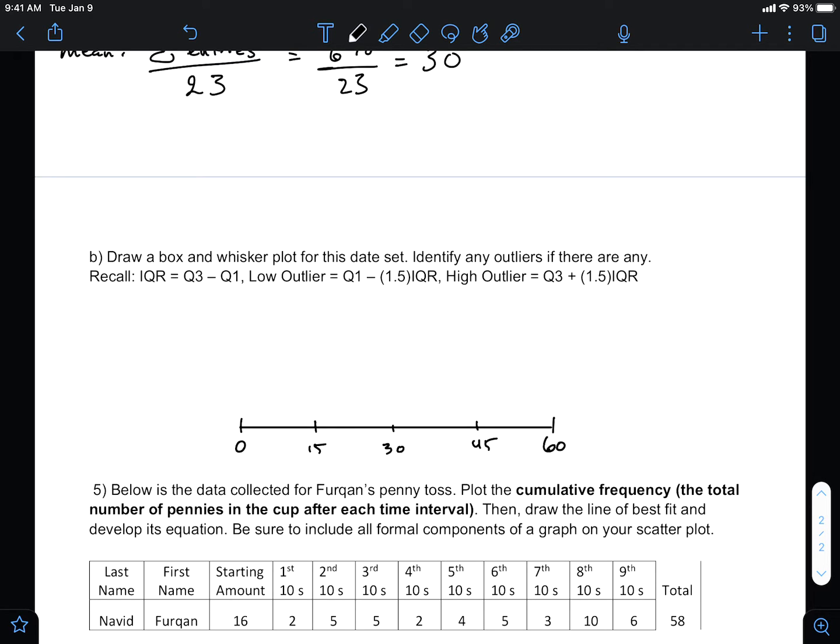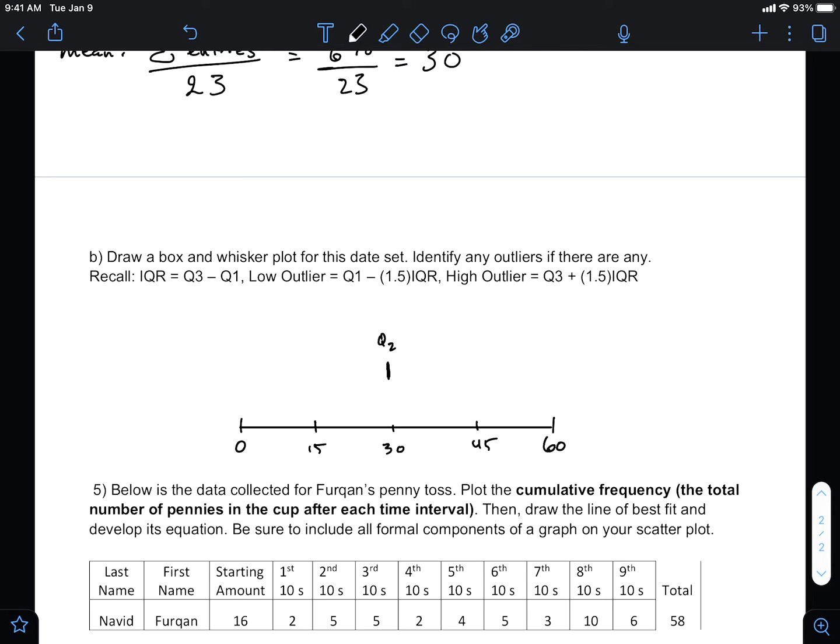We do have to figure out one other thing. We know Q2, the median, is conveniently, I think, 30. No, 29. 30 was the mean. So 29 would be right here, just close to it, but not quite. Okay, there's Q2.